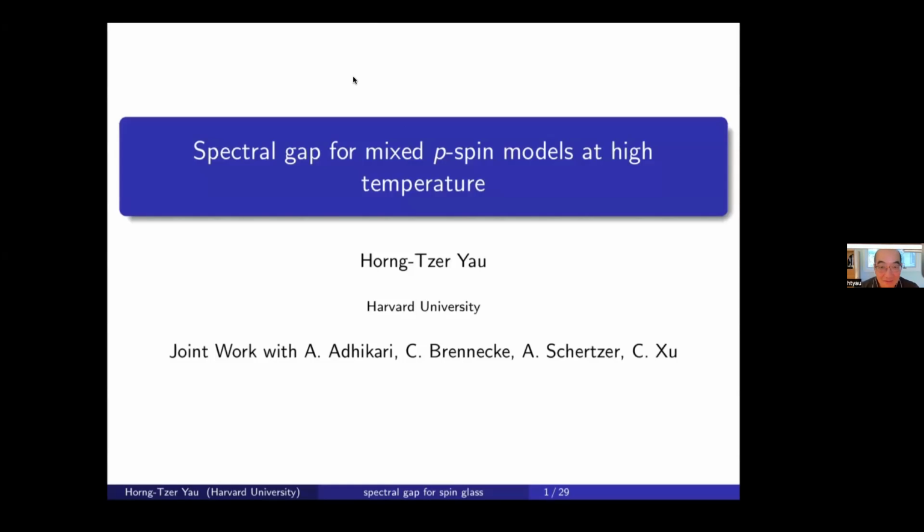Right. Thanks a lot for the introduction. So I will talk about the spectral gap for mixed p-spin models at high temperature. This is joint work with Hikari, Brenecki, Schurz and Changji Xu.